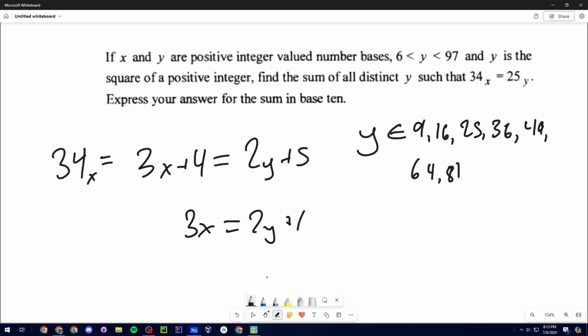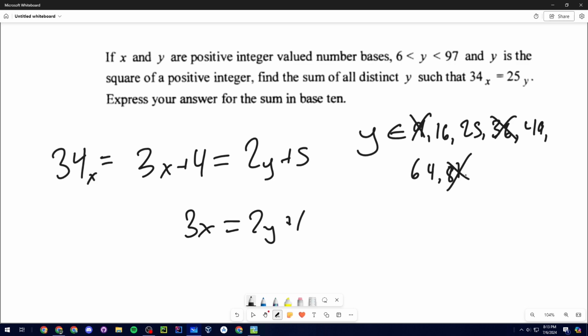9 definitely doesn't work because 2 times a multiple of 3 plus 1 is not a multiple of 3. It actually leaves a remainder of 1. So that doesn't work, and similarly, all multiples of 3 won't work. So 36 is a multiple of 3 and 81 is a multiple of 3. Okay, now we have 5 cases left.